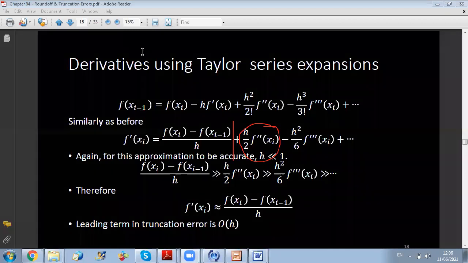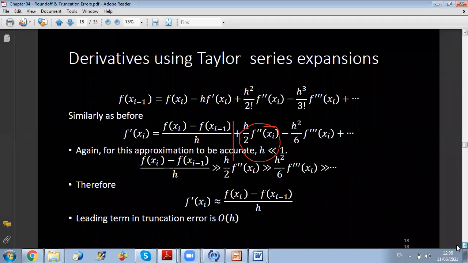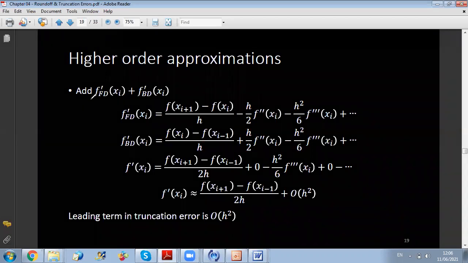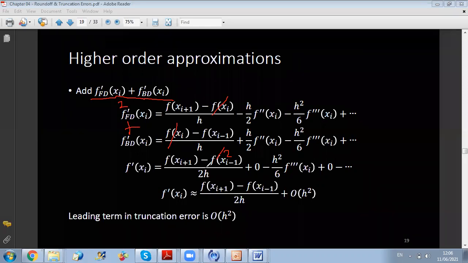Now, from these two expressions, we can derive the central scheme by saying that the central scheme can be obtained by adding the expression of the derivative of the forward scheme plus the expression of the derivative of the backward scheme and dividing by 2. Because once we do this, when adding these two terms and dividing by 2, f(xi) will cancel out. And then we will have the desired expression, which is f(xi plus 1) minus f(xi minus 1) over 2h.